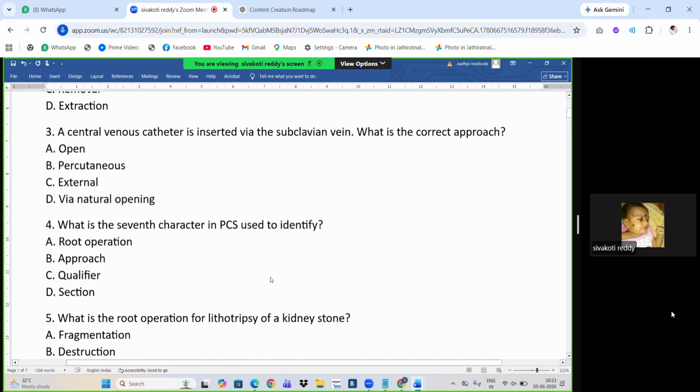Third question answer, tell me. Percutaneous. Percutaneous, correct?